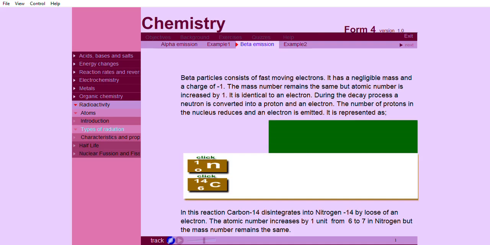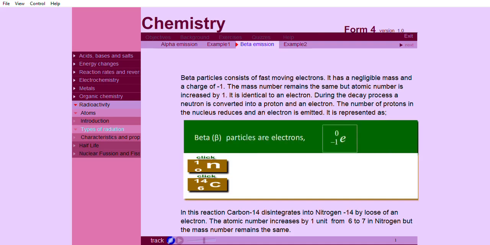Beta particles consist of fast-moving electrons. It has a negligible mass and a charge of -1. The mass number remains the same, but the atomic number is increased by 1. It is identical to an electron. During the decay process, a neutron is converted into a proton and an electron. The number of neutrons in the nucleus reduces and an electron is emitted.